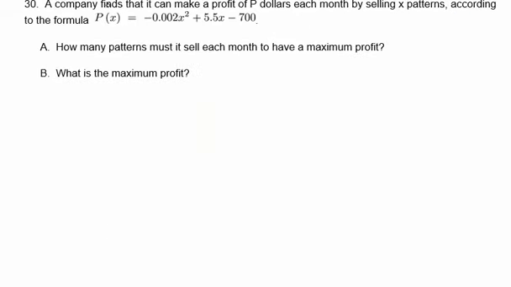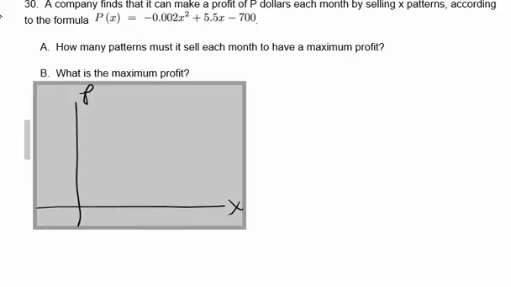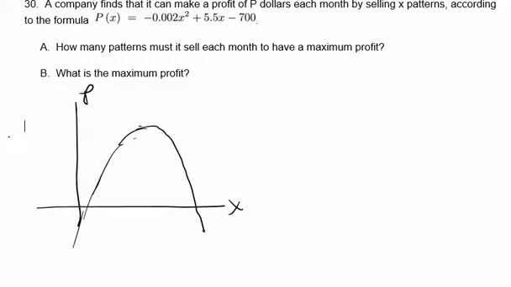For number 30, it says a company finds that it can make a profit P of P dollars each month by selling X patterns according to this formula. How many patterns must it sell each month to have maximum profit? What is the maximum profit? Okay, so you can kind of imagine what the graph of this function would look like, that it's a parabola that opens downward. Okay, so it would do something like this. Our goal is to find this location, which is the vertex of the parabola.